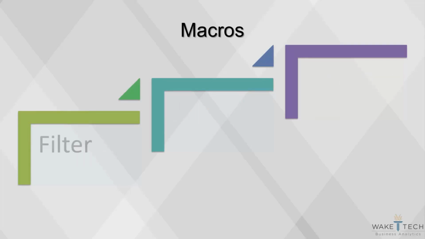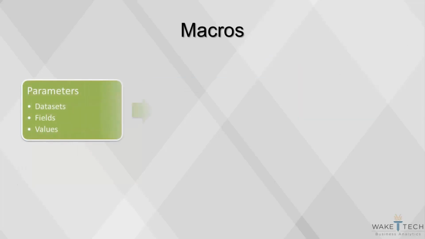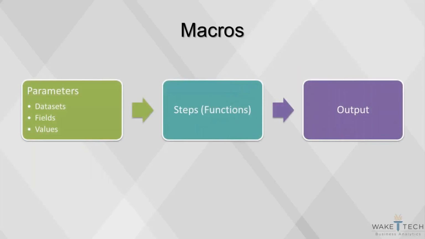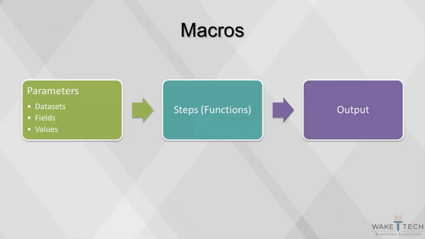For instance, with a certain data set, you may want to filter, sort, and then take the average of a field. If this set of steps will be used multiple times or for different data sets, you may want to transform these steps into a macro to save time. The parameters of a macro are the input. This can be data sets, fields, or values. The parameters are a component that will change with each call to a macro.